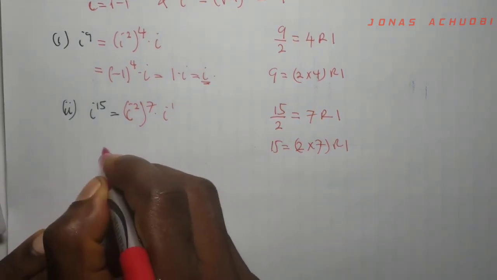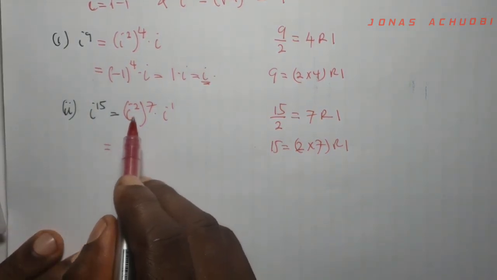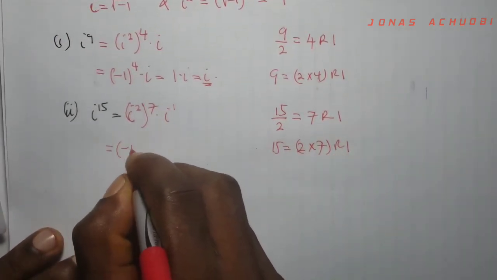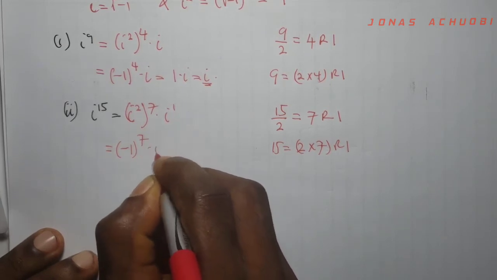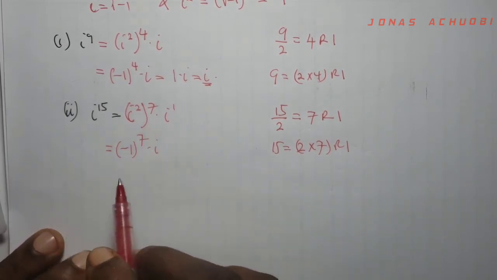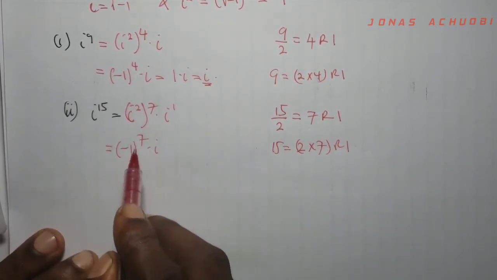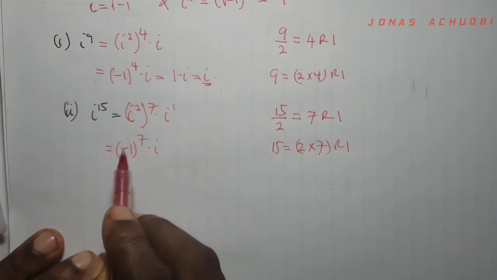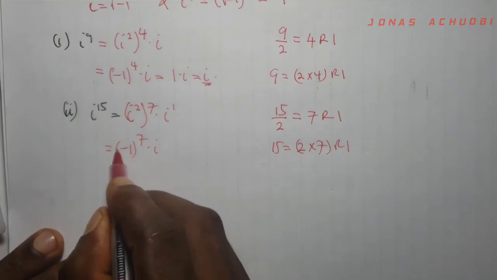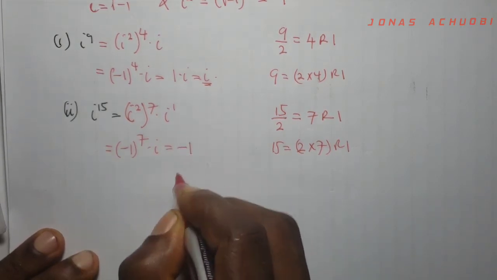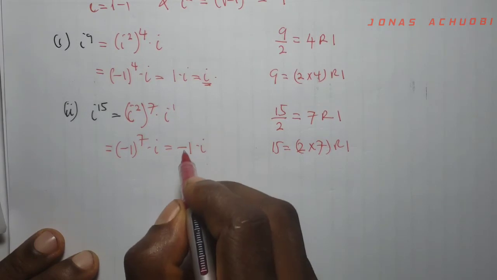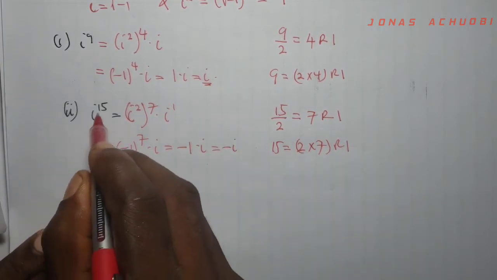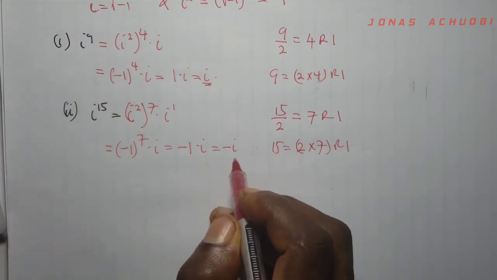So with this, I'm okay. What do I know? I know that i squared is minus 1. So this is equal to minus 1 raised to the power 7, times i. Like I just explained seconds ago, whenever the power of a negative number is odd, that number remains negative. So minus 1 raised to the power 7 remains minus 1, times i. So that is equal to minus i. Therefore, i raised to the power 15 is equal to minus i.